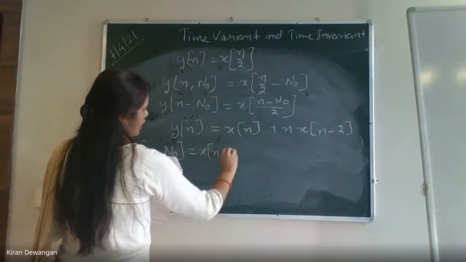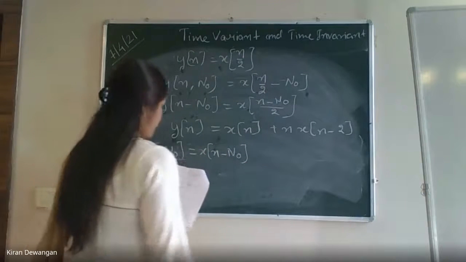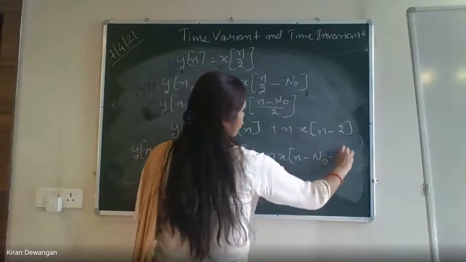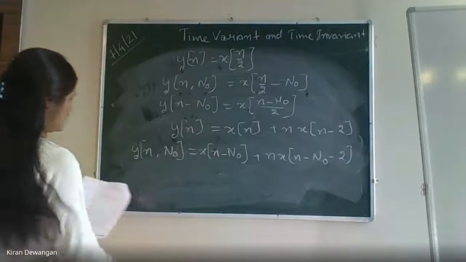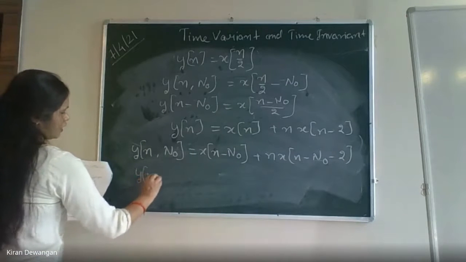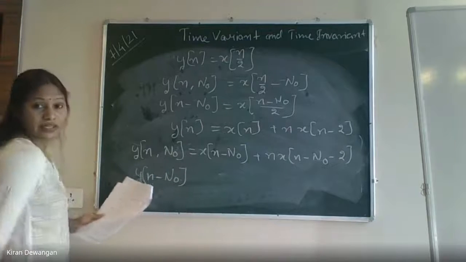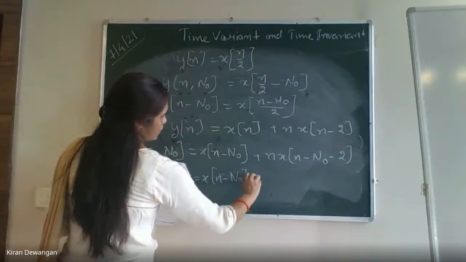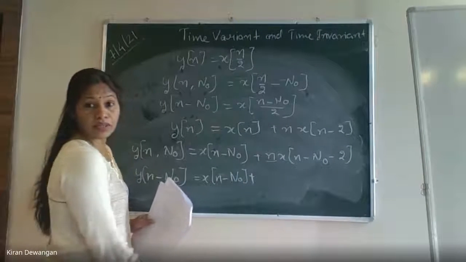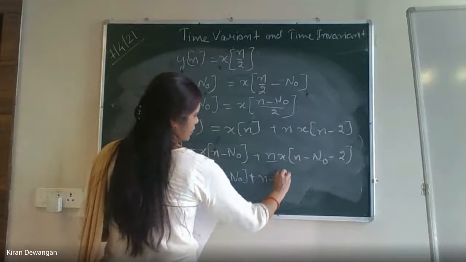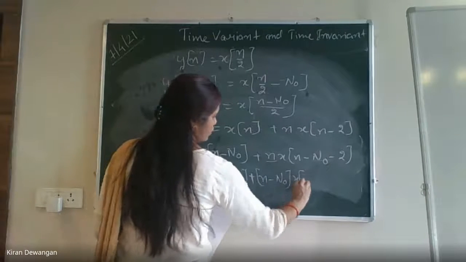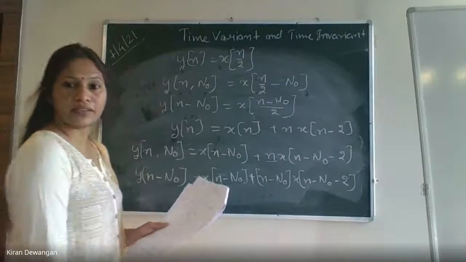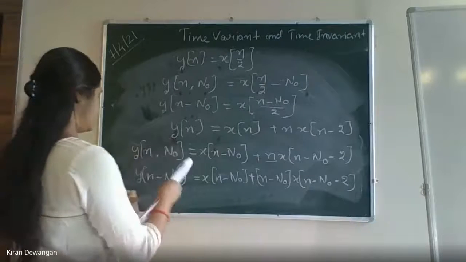x of n minus n naught plus n x of n minus n naught minus 2. ठीक है? Now with the shift in the output. It will be again x of n minus n naught plus, now since we are having n term here, this will also be n minus n naught into x of n minus n naught minus 2. It is a time variant system. Correct. It's a time variant system.